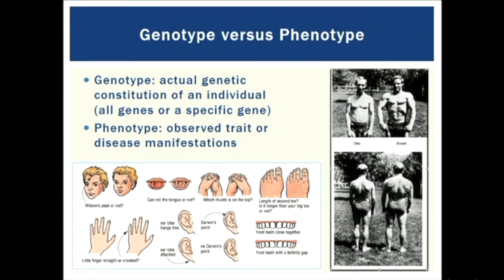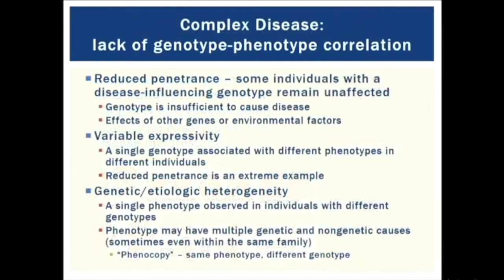And then over here you see an interesting example of an identical twin pair where one of them trained as a long-distance runner and the other one trained with weightlifting. And you see that even though they're genetically identical, they're phenotypically quite different from each other. So this is a really important distinction, genotype and phenotype. And one way to think about complex disease is that there's a lack of genotype-phenotype correlation. And this makes it difficult to study the genetic contribution.